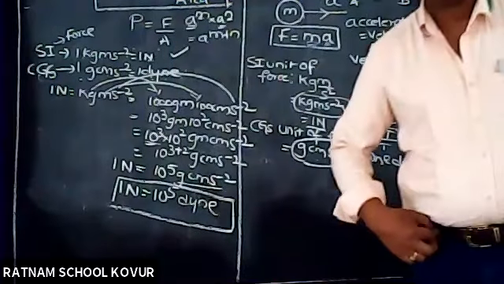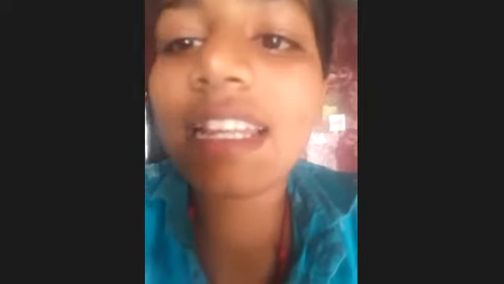Sir, once again explain. 1 kg is equal to 1000 grams. Hello. I will explain. Sir, 1 gram is equal to 10, sir. Sir, your video was very clear.